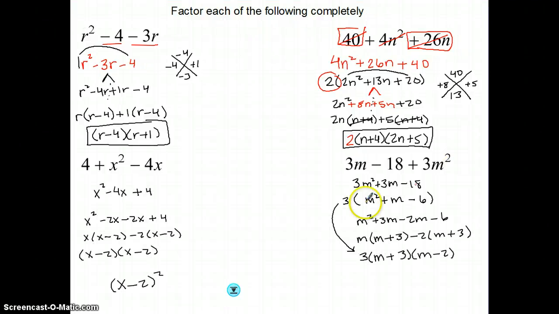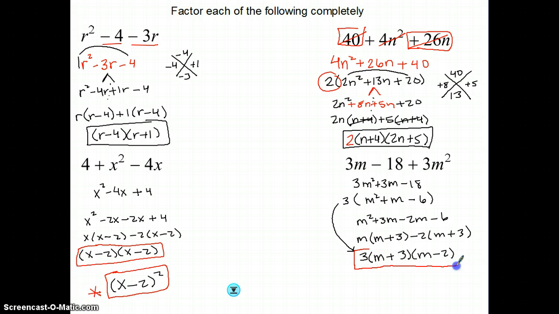For the first, you should have ended up with x minus 2 times x minus 2. However, since those are both the same, we can simplify by writing it as x minus 2 all squared. So this should have been your final answer. And second, you should have factored out a greatest common factor of 3, and you have two other factors of m plus 3 and m minus 2.